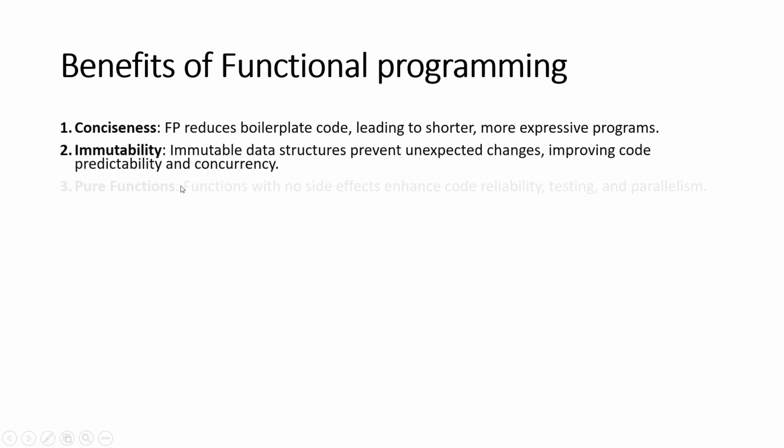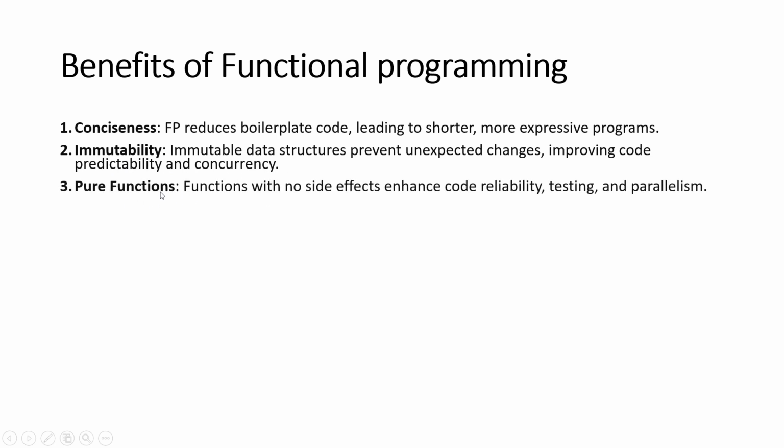Concurrency and predictability. Pure functions. Mathematical functions are pure functions. If you use pure functions with no side effects, it enhances code reliability, testing and parallelism also. Since we are not modifying the external state, we can directly use these functions in parallelism, in multi-threading. So we won't get any race conditions or any concurrency issues.